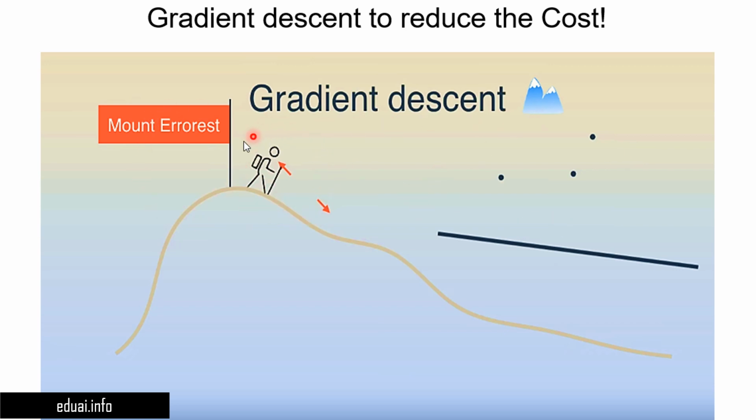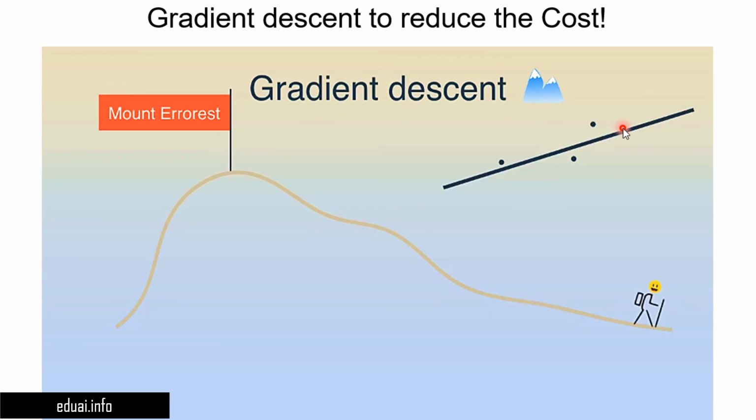When the mountaineer is on top of the mount, the error is at the max. As you can see here in the image, these are the data sets, and this is where the line is drawn. As he starts descending, this line will start coming closer and closer to the data sets, and at the end, when he descends this mount, the best fitting line will be drawn on the data sets. Great, isn't it? So gradient descent is to reduce the cost and to draw a best fitting line over the data. The gradient descent algorithm is used to get the best value of theta 0 and theta 1 and draw a best fitting line over the data.